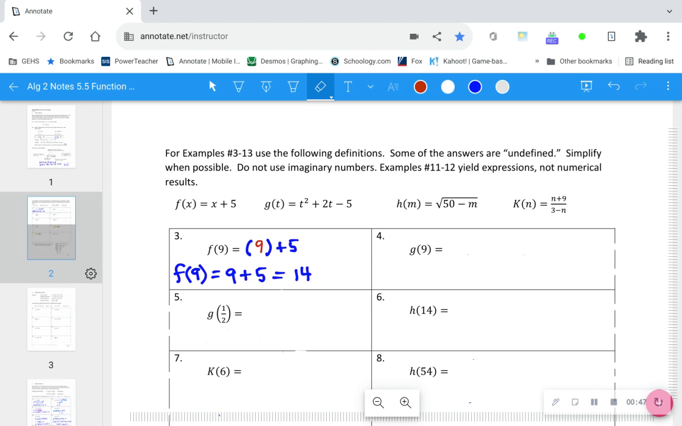And you can be more specific. The answer you get when you plug 9 into the function whose name is f is 14.